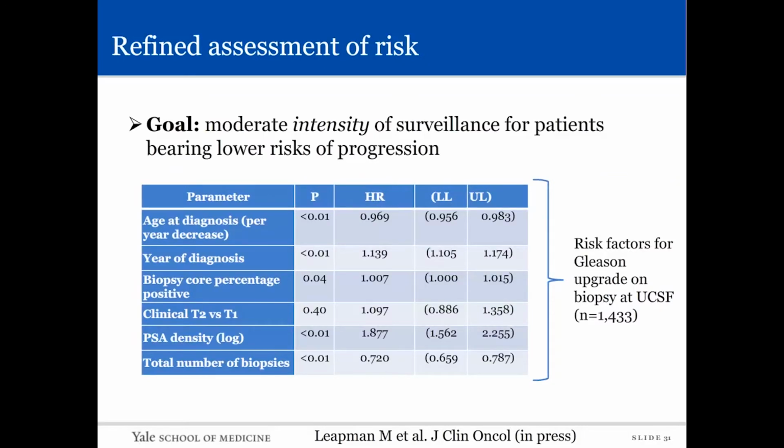So if we look to try to refine how we assess risk in these patients, the other variables that were significant in addition to patient age are PSA density and the total number of biopsies. So basically, the harder you look, the more likely you are to find something.